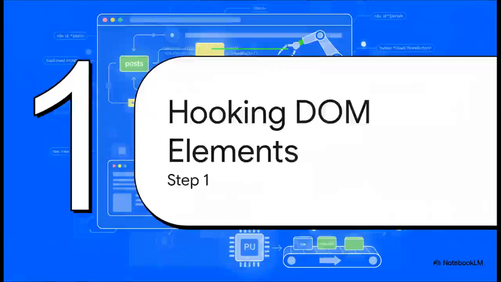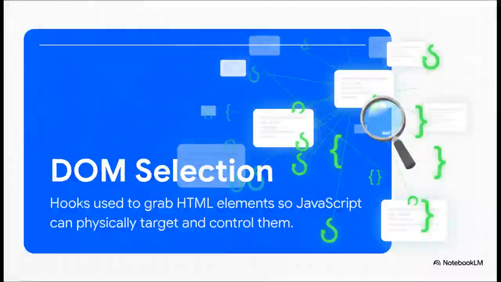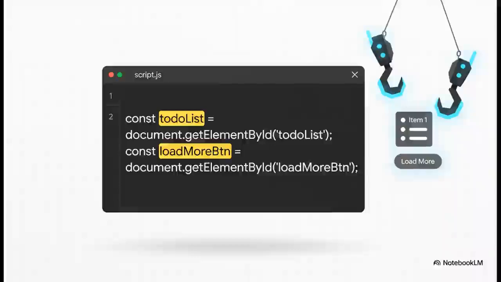All right, step number 1, hooking the DOM elements. This is literally the very first station on our mental assembly line. It's where we gather our raw materials. Because before we can write any dynamic, flashy logic, we absolutely must grab the physical objects on our web page. Think of DOM selection as creating literal hooks. You use them to grab specific HTML elements. Without these hooks, your JavaScript code is just kind of floating out there in the void with absolutely nothing to target, update, or control. So let's look at the exact code for this.